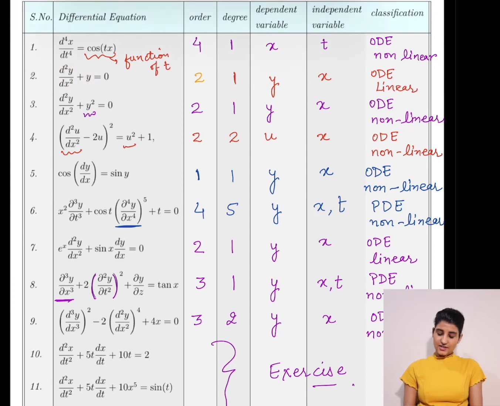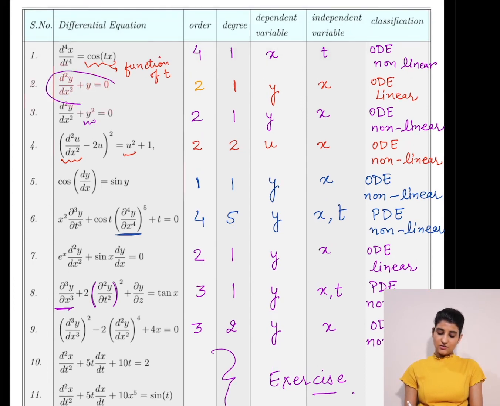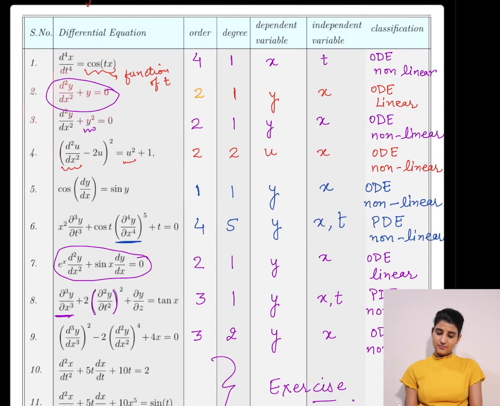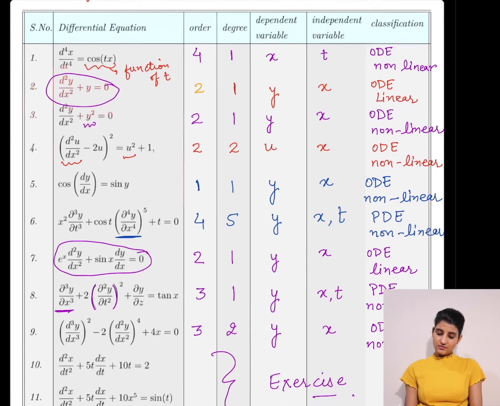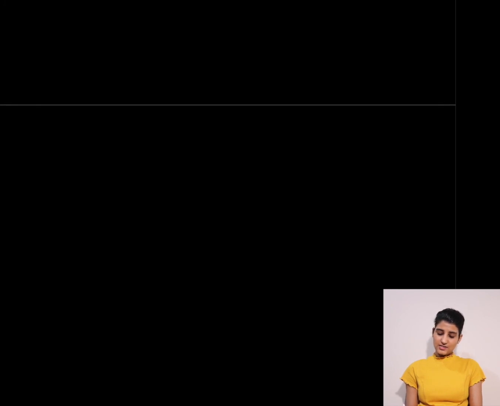The highest derivative involved is the third derivative, so order is 3, I keep messing it up. Its power is 2, so degree is 2, dependent variable is y, independent variable is x, so it's ODE, and it's non-linear. These three, I leave it for you as exercise.